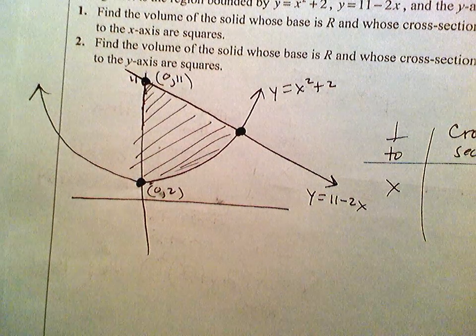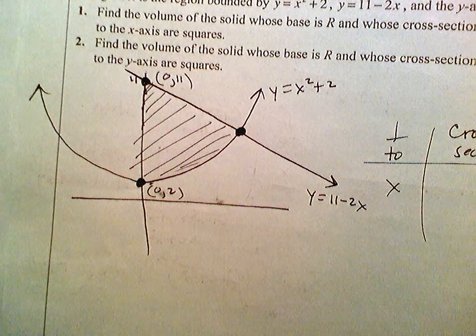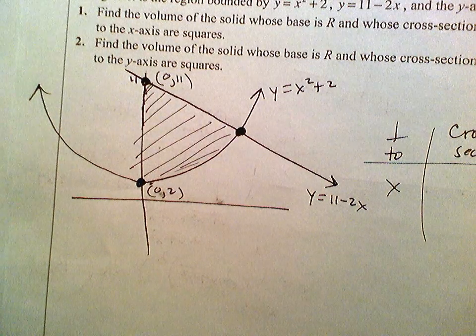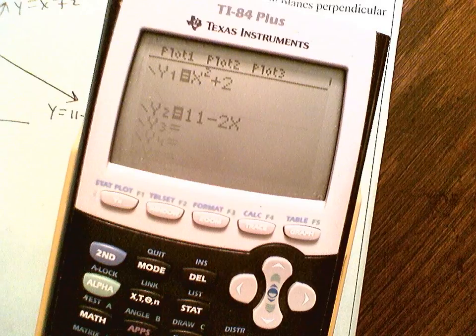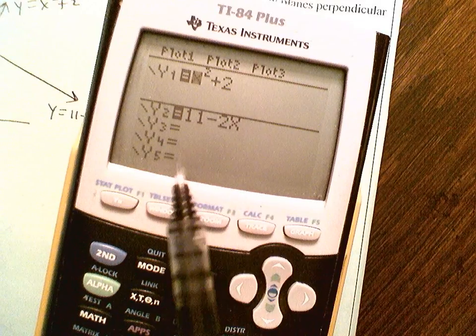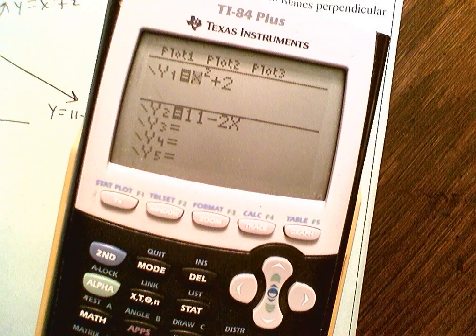Pause the video now if you've got to write all this down. Okay, so pause the video now. And then when you're ready, come back to me and we're going to graph these. So x squared plus 2 I'm going to graph, and 11 minus 2x I'm going to graph.